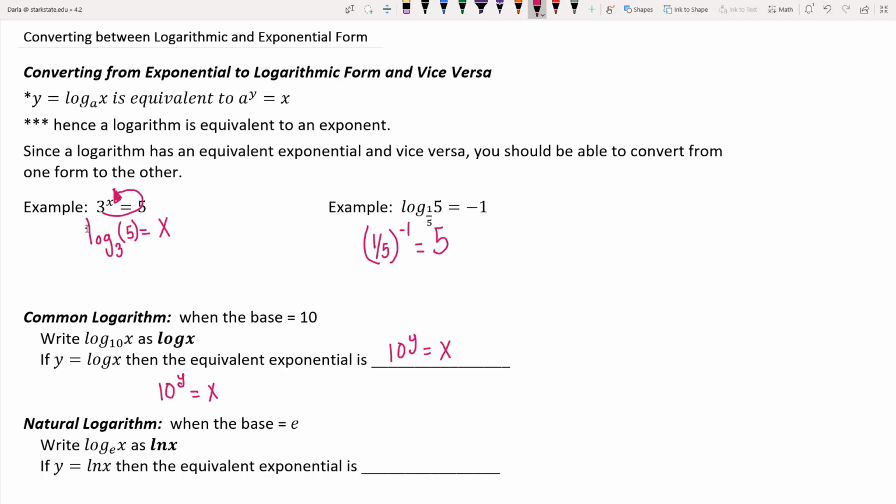And then the same is true for a natural log. Instead of it saying log of x, it says ln of x, which is natural log of x. So if you see that, you know right away the base is e. So if you have y equals the natural log of x, the equivalent form would be base e raised to your power, which is y, equals x. So e to the y is x. That's the equivalent exponential form for a natural log.